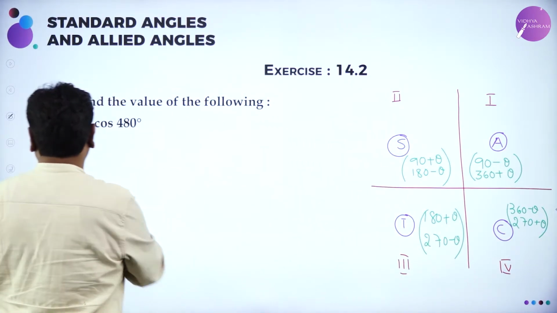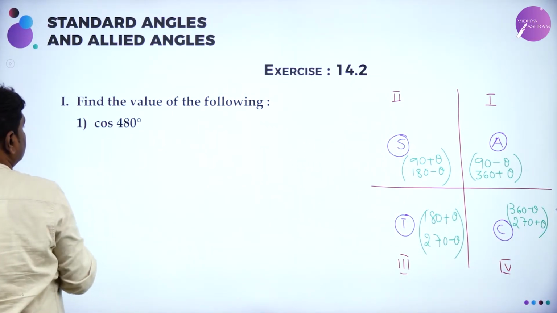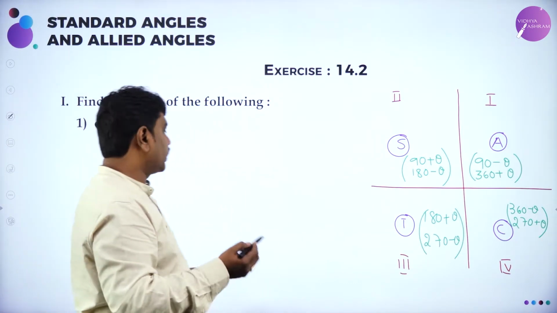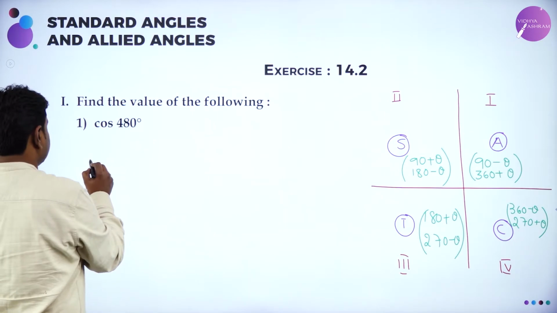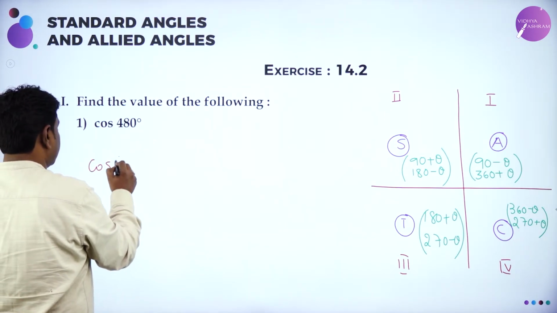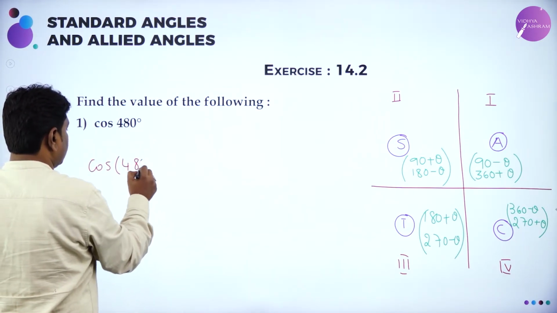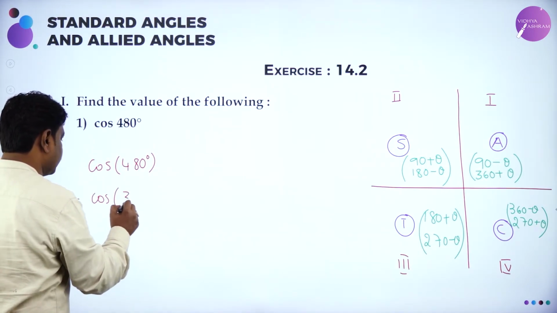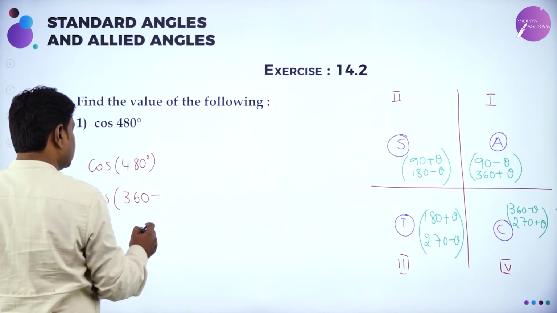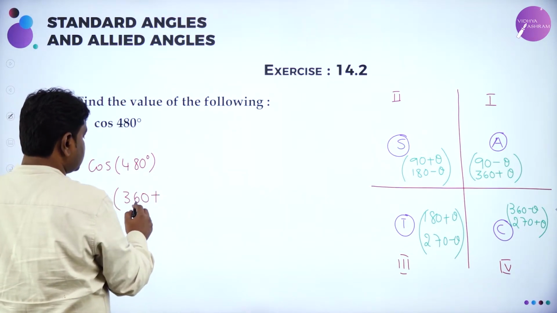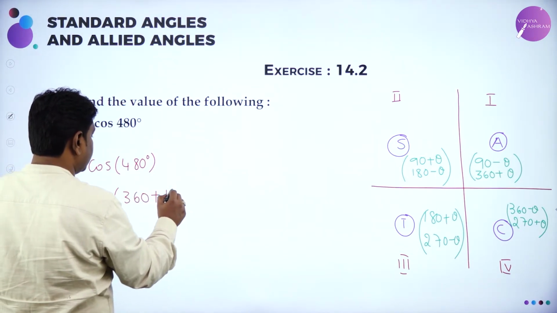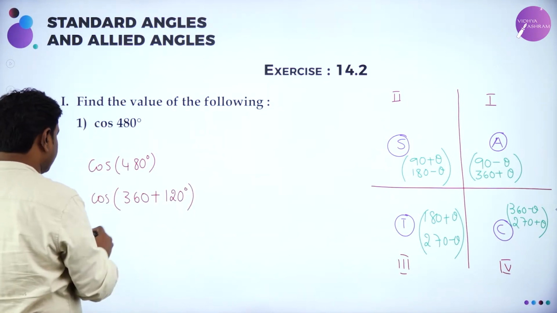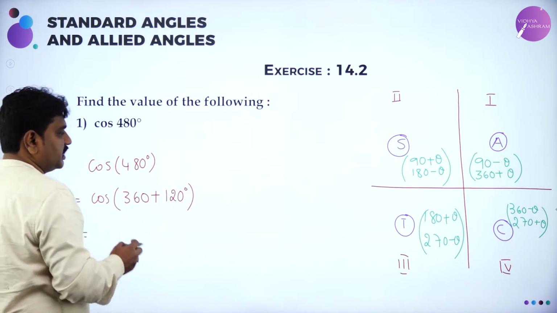Now coming to this, cos 480. See, 480 is near to 360. So write it in terms of 360. They gave 480 degrees, I'll write it as cos of 360 plus, if you add another how much? 360 plus 120 is 480. Can I say so? Now it is in the form of cos of 360 plus theta.